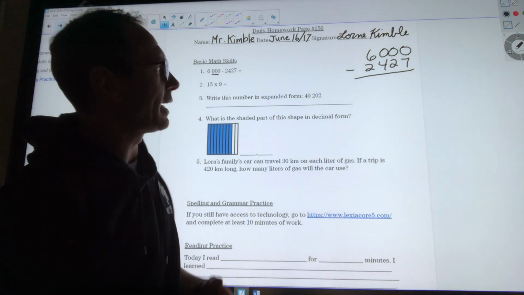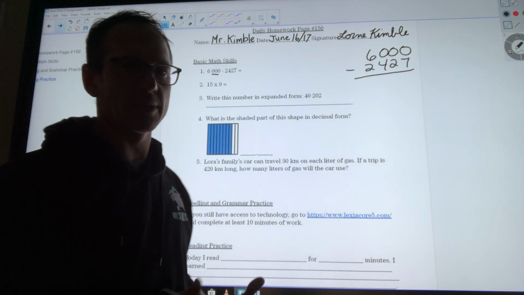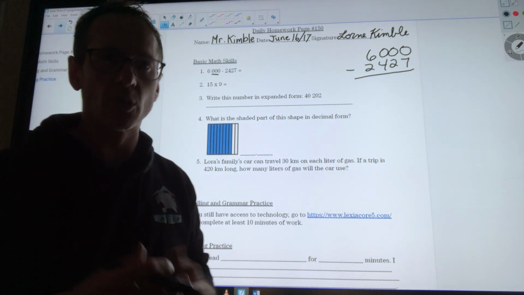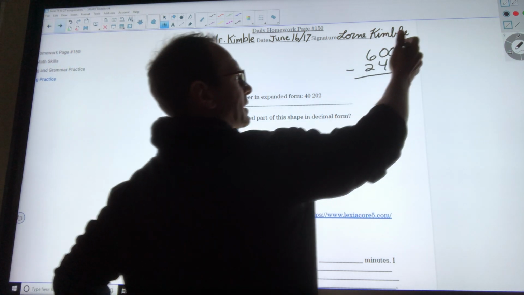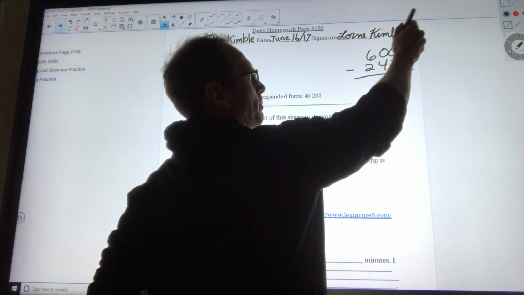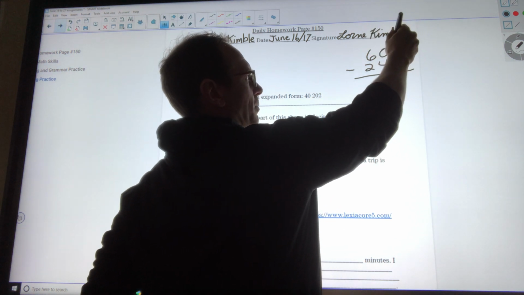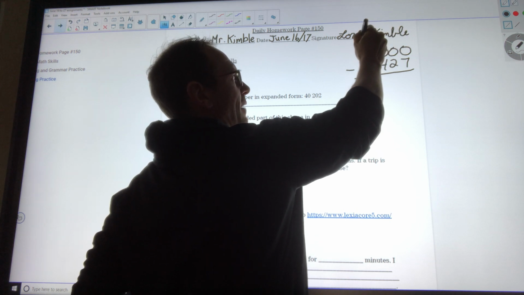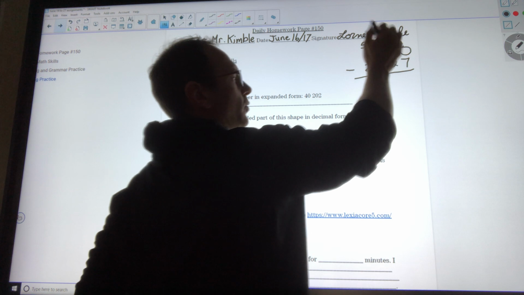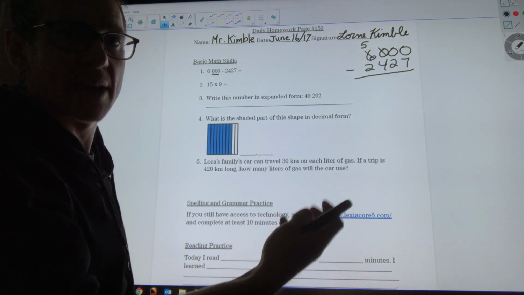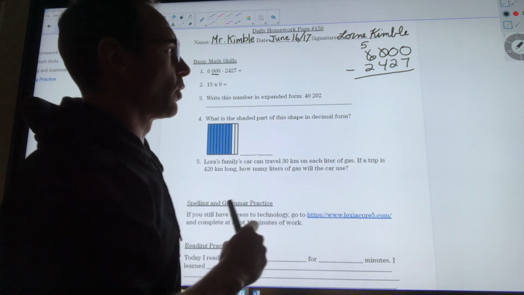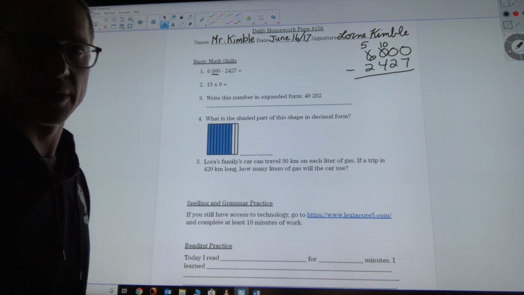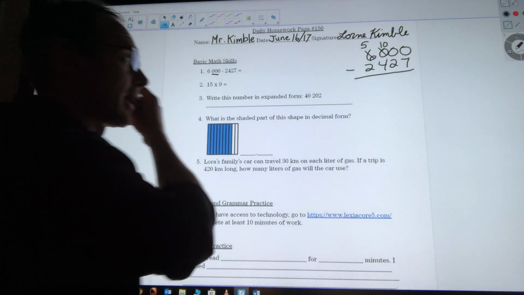What I do is I replace this 6,000 with some regrouping in the numbers. So instead of 6,000, what we're gonna have to do is borrow going across. So this zero will have to borrow from here, and we'll have to borrow from here. So let's start with this thousands place. I'm gonna take 5,000 and I'm gonna take 1,000 away. I'm gonna take that 1,000 and move it over to the hundreds place. So now instead of 0 hundreds, I have 10 hundreds, right? And 10 hundreds and 1,000 is the same thing.